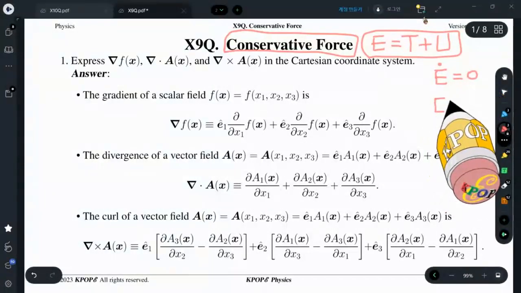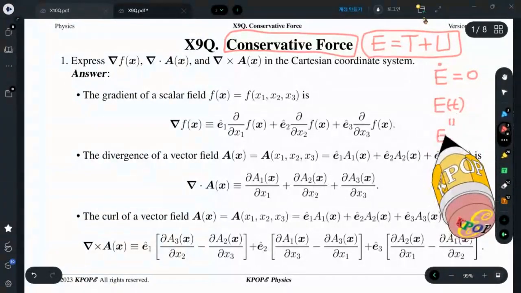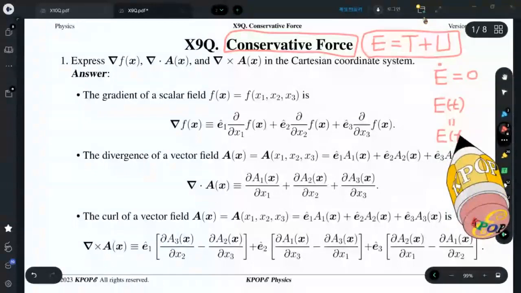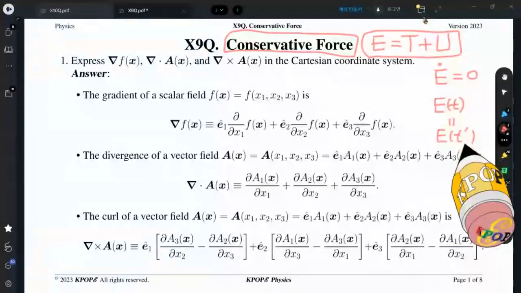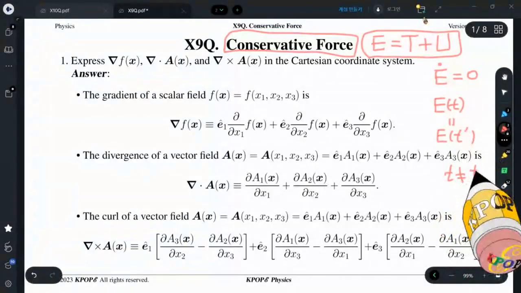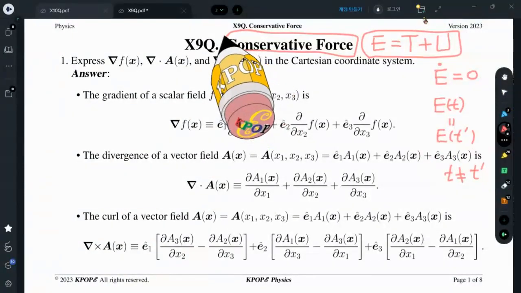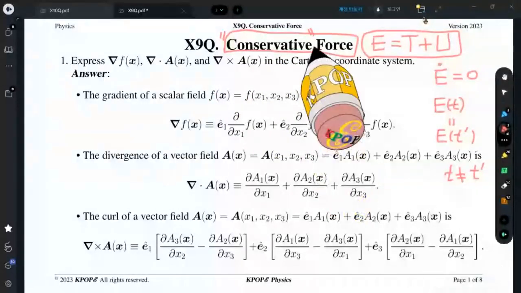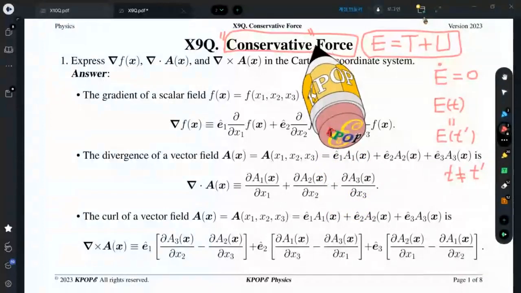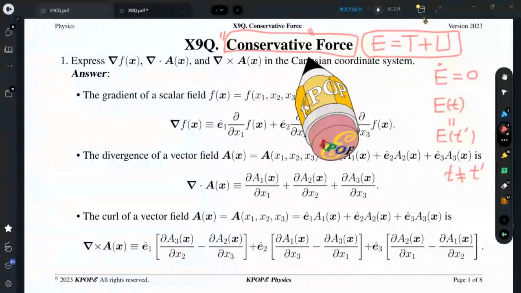So this E of t, the total mechanical energy at time t, is always the same as the value measured at t prime, which is different from the original measured time. So being independent of time, being conservative, is very important. We have to know how to identify whether a force is conservative or not.